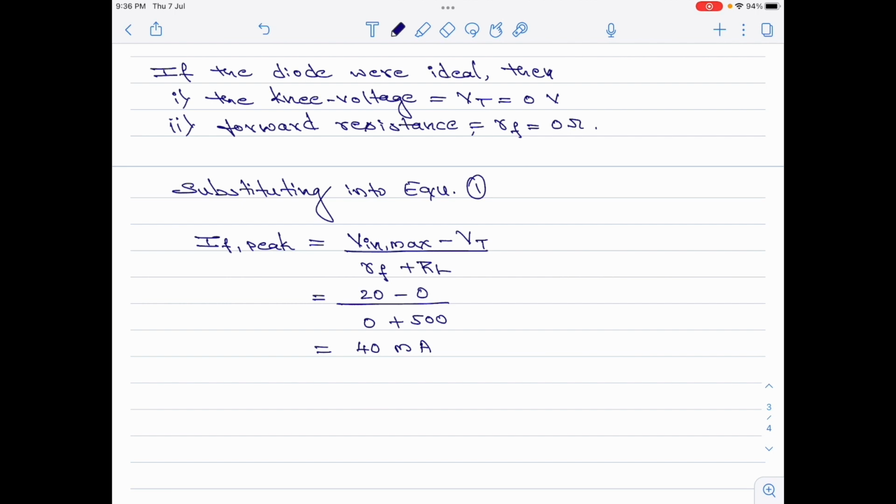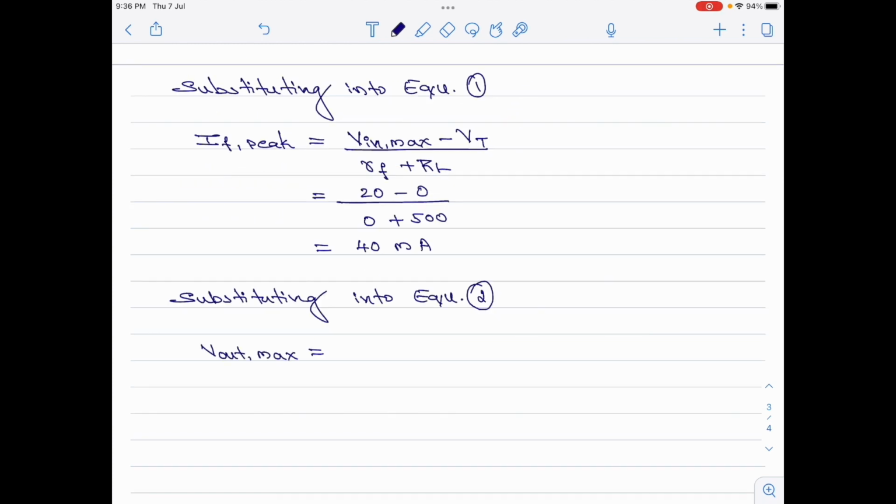Now, I will move on and find the peak output voltage. So, substituting into equation 2. For the If peak value, you need to now consider the value of the peak current when the diode was ideal. So, If peak is now 40 milliamperes and the value of RL is 500 ohms. So, this will reduce to 20 volt. If you look at the value of the output maximum voltage, you will now understand that the diode is in absolute ideal condition and the output voltage and the input voltage are exactly the same.